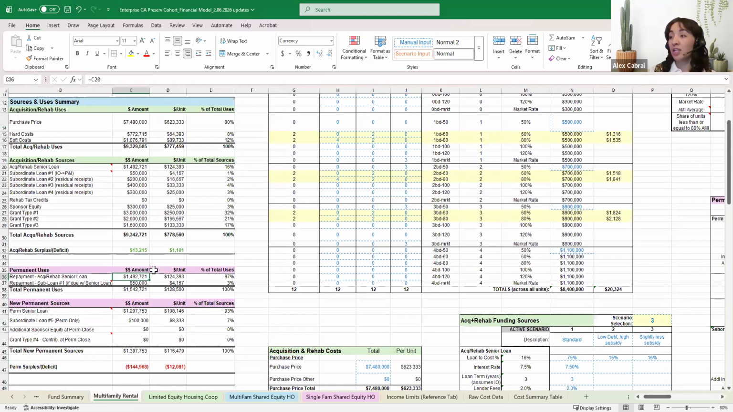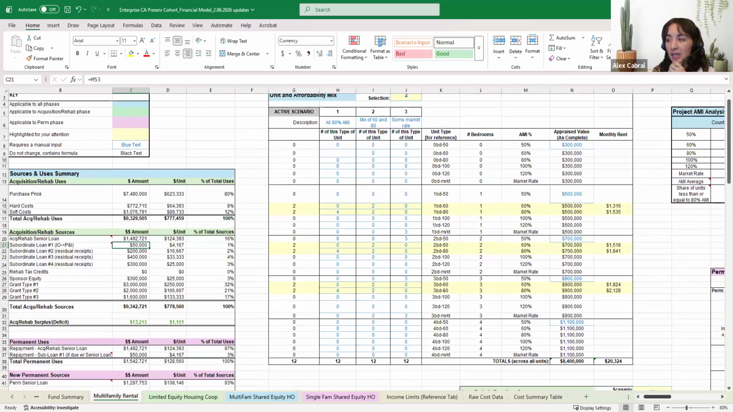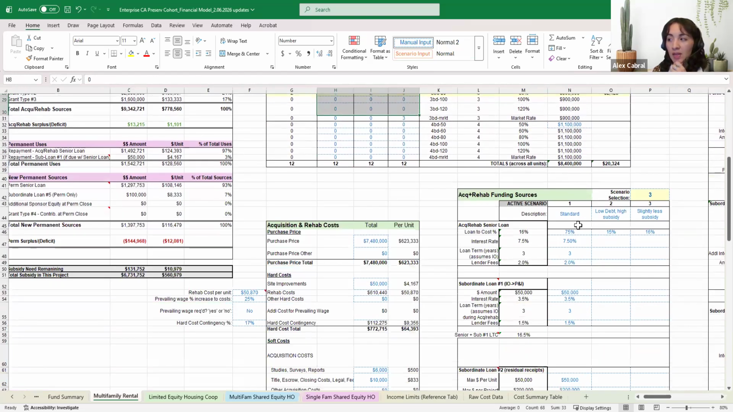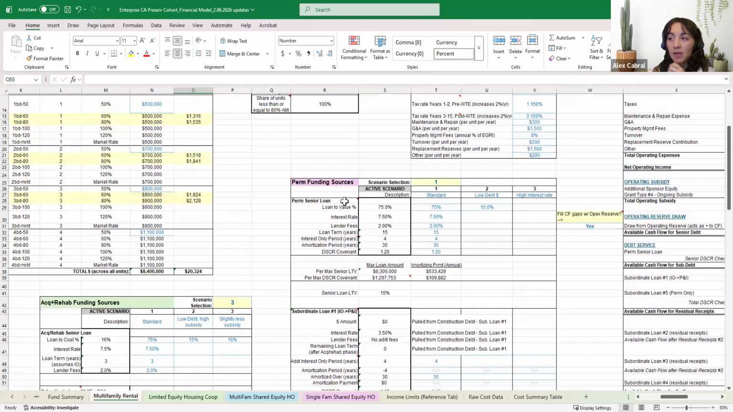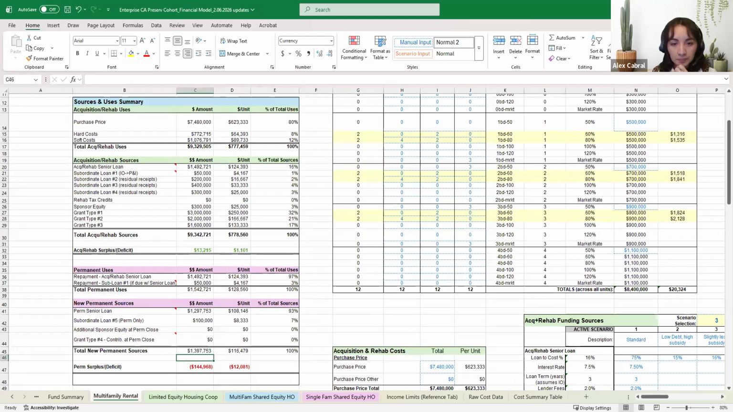So then if I wanted to go with this affordability, I would go back again and choose one of these scenarios to lower my AC rehab senior loan and likely increase my subsidy or another debt source. So there's different ways to play with this. You can play with the unit mix, you can play with the acquisition funding sources, and remember you can play with the perm funding sources to make sure that you get to a project that pencils.